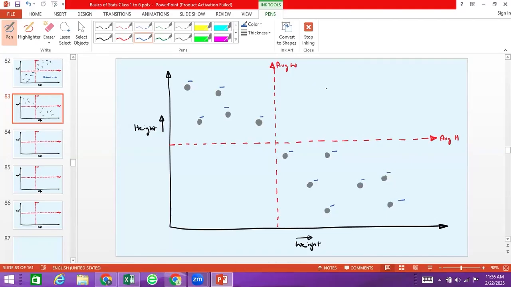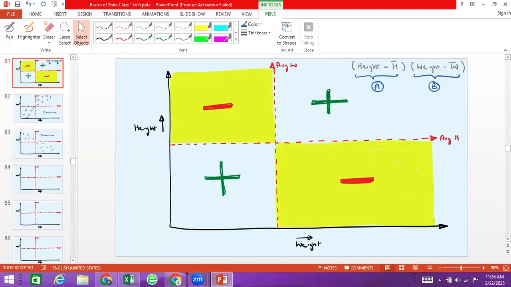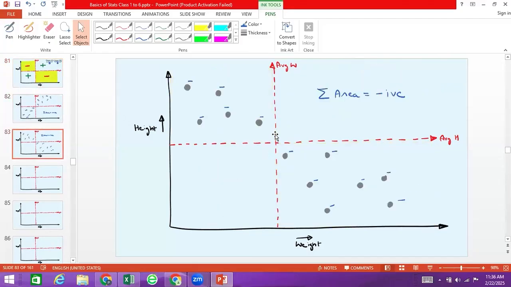So what will be the summation of area? Positive. Negative. Negative, right? Because the points in these two coordinates lead to positive area. The points in these two coordinates lead to negative area. So the summation of all the area, if there is a series in which all the points are negative, then the summation of all of those points will be negative.